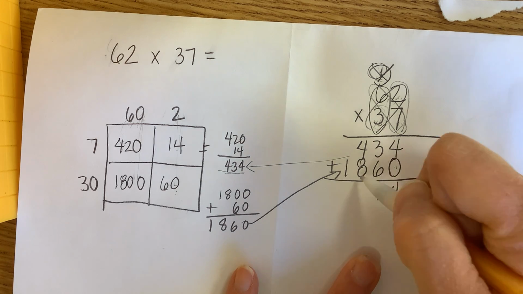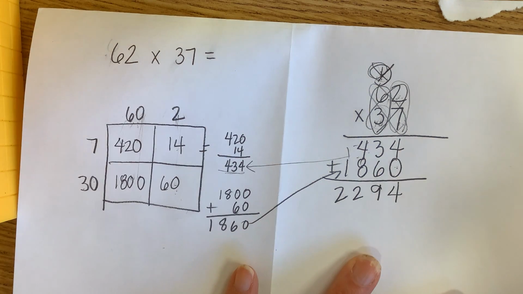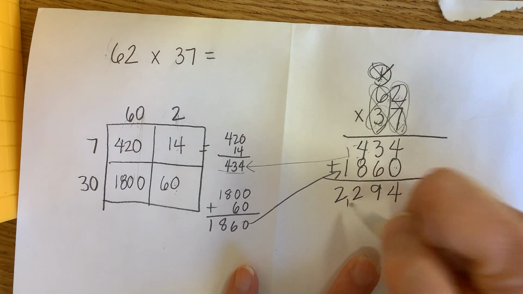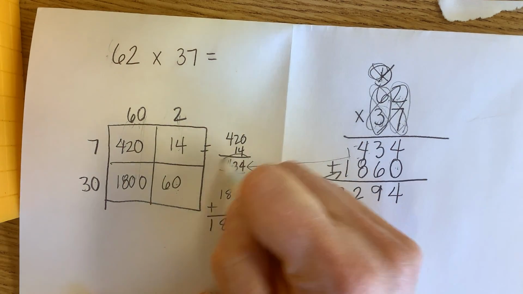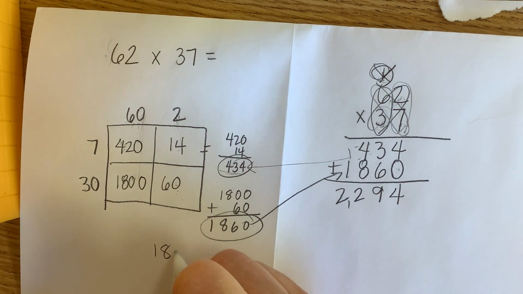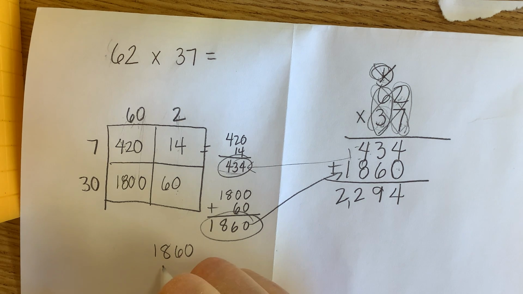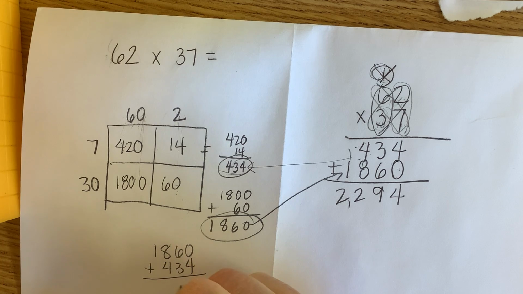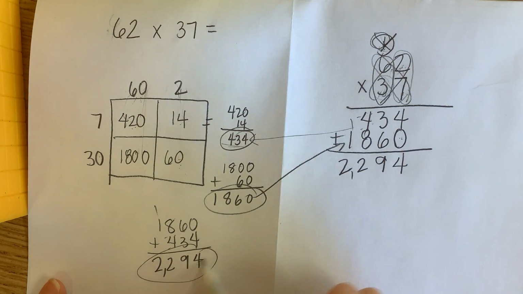Add those up. 6, 7, 8, 9, 8, 9, 10, 11, 12, and 2 more is 2,292. Oh, okay, over here I didn't add these partial products up. I'm like, wait, where's our score? Okay, 1,860 plus 432, and ta-da, we have the same answers.